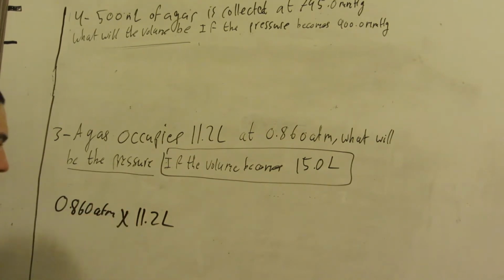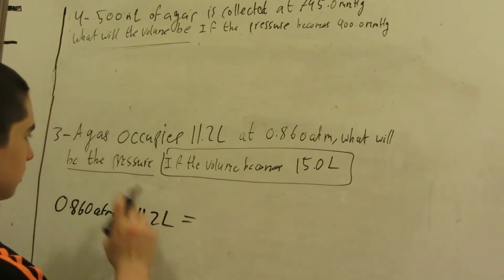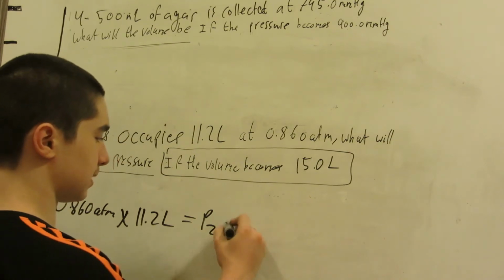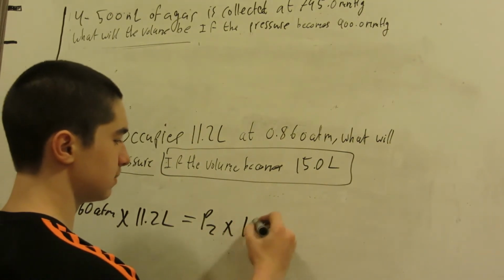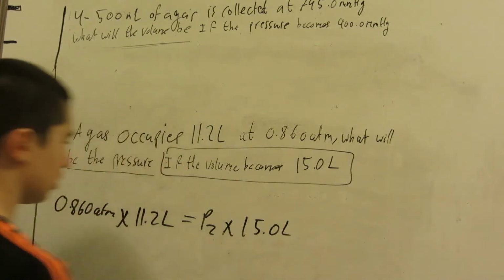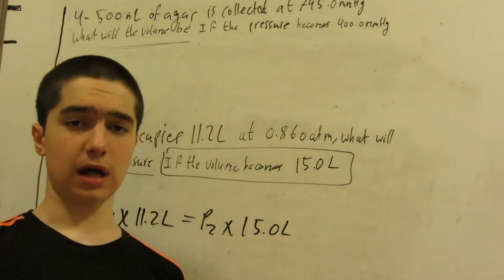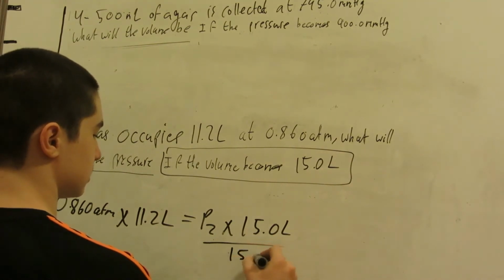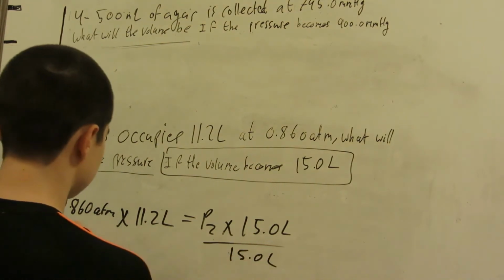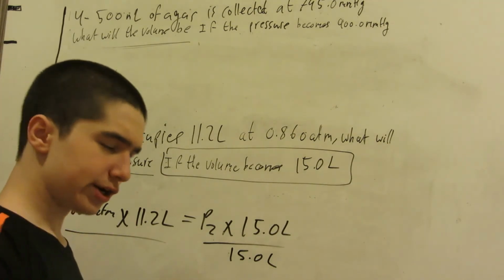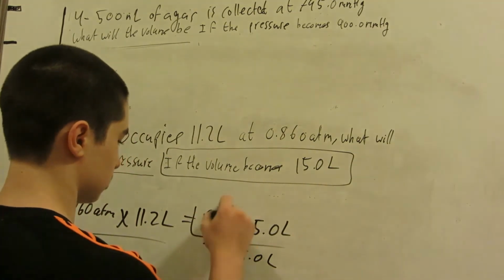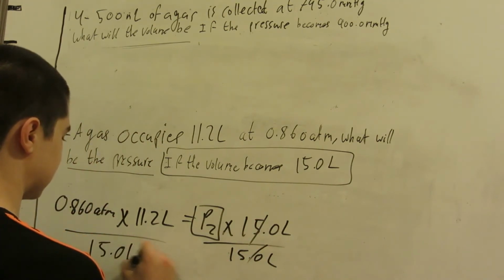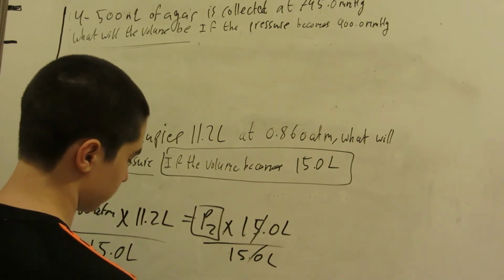That will equal the unknown pressure, which is going to be P2, multiplied by the new volume, which is going to be 15.0 liters. Alright, so let's solve that algebraically. We're going to divide both sides by 15.0 liters. But why is that? Because we want pressure by itself so we can know the answer. So we leave pressure by itself by dividing both sides by 15.0 liters. This cancels this out, and we're left with P2.